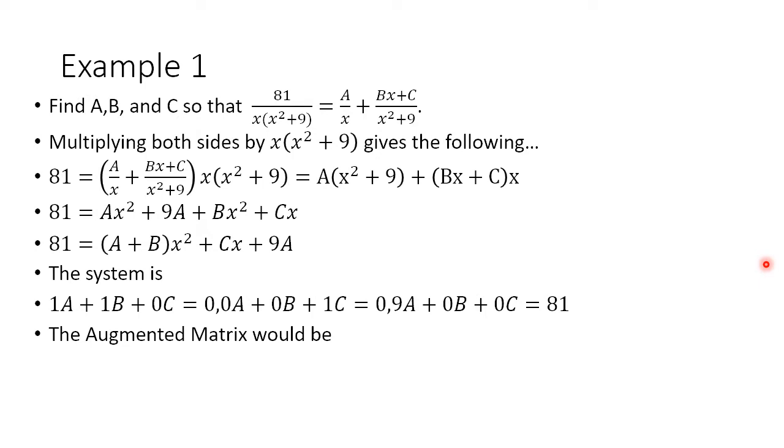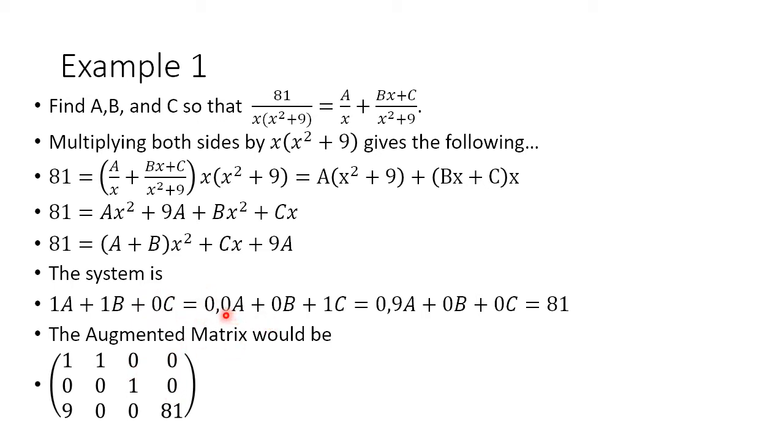I can represent these three linear equations in an augmented matrix of the following form: 1, 1, 0, 0; 0, 0, 1, 0; 9, 0, 0, 81. I'm getting this by taking the coefficients from in front of the variables. In the first equation, I've got a 1 in front of the A, so I put a 1. Then I've got a plus 1 in front of the B, so I put a 1. I have no C, so I put a 0. And that has to equal 0.